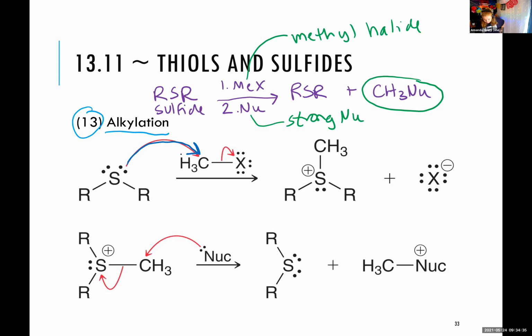So here's how it happens. Nucleophilic attack from the sulfur onto that methyl group, loss of a leaving group. SN2 reaction. We have an alkylated sulfide.